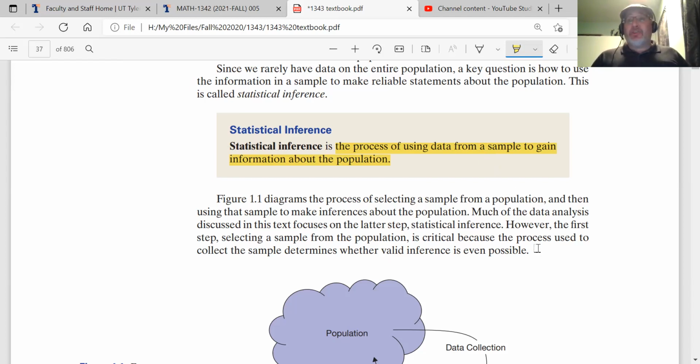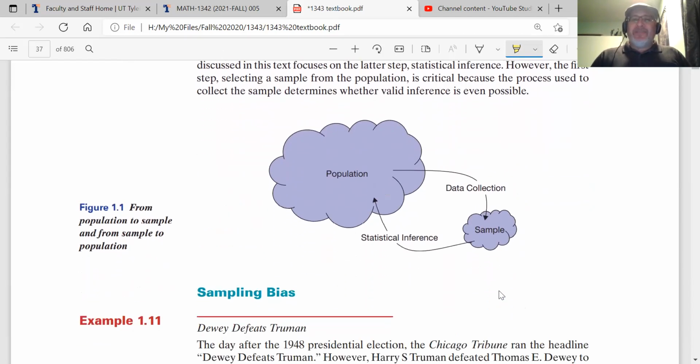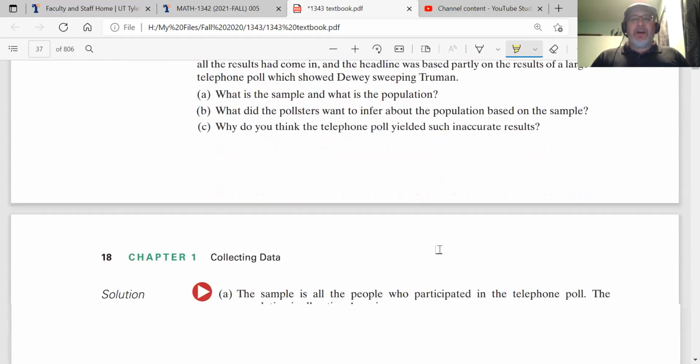By the end of the semester, you'll know that those two processes are a confidence interval to estimate a value for a population and a hypothesis test to test a previously existing claim about a population value. It's kind of a cycle where we have this population from which we collect data. That data is the sample, and from that sample, we make a statistical inference about the population, and so on and so on. We also discussed sampling bias.